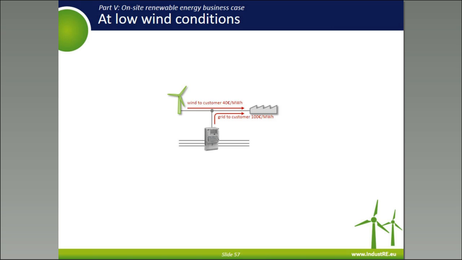At low wind conditions, of course, the industrial estate has to buy extra electricity from the grid, and that will be at the normal price. We assume that it is 100 euro per megawatt hour. What happens at very high wind conditions is that the industrial estate can still run on wind energy, but it is possible that there is excess wind energy, and that will be fed into the grid. It is assumed that there is no cost for the company on that. It depends a bit from case to case. There are definitely cases where there is an agreement between the wind turbine investor, the industrial estate, and the electricity provider where this is possible.